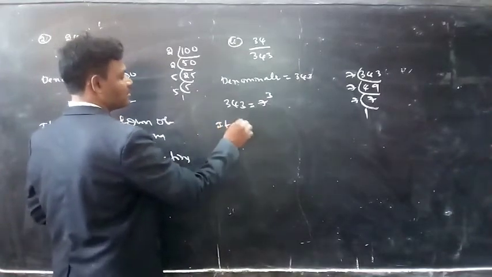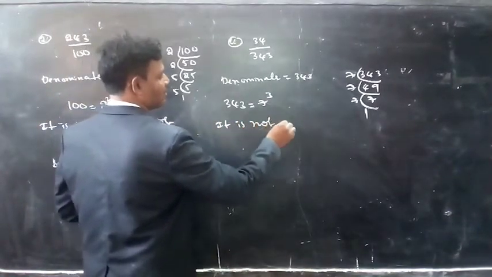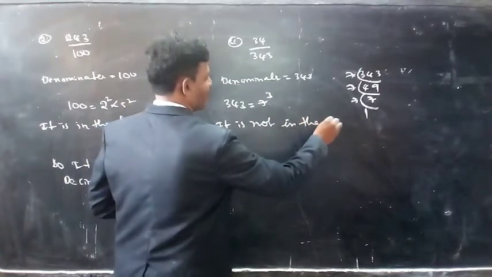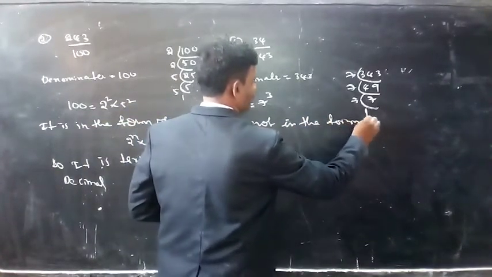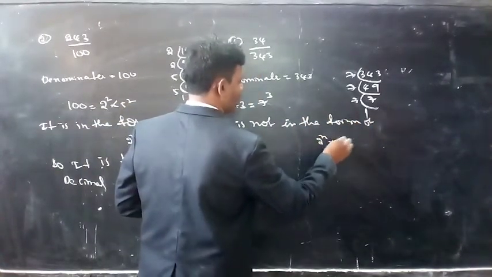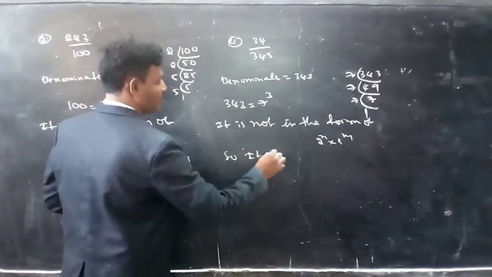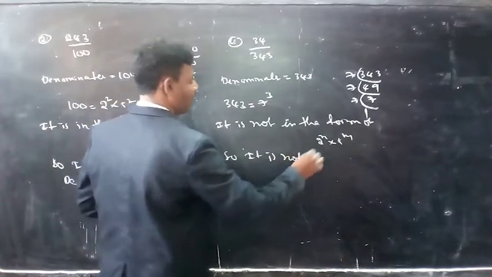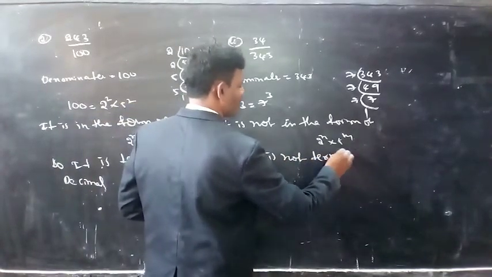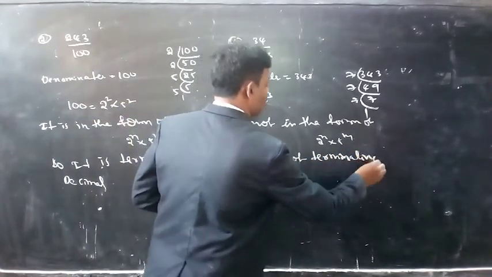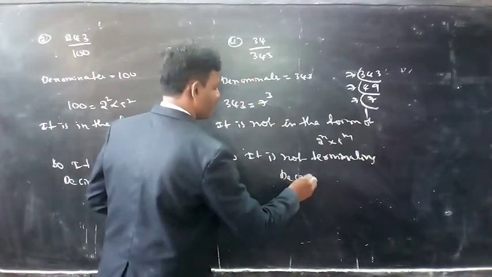It is not in the form of 2 power n into 5 power n. So it is not a terminating decimal.